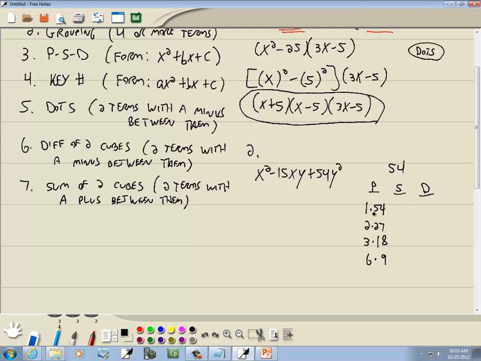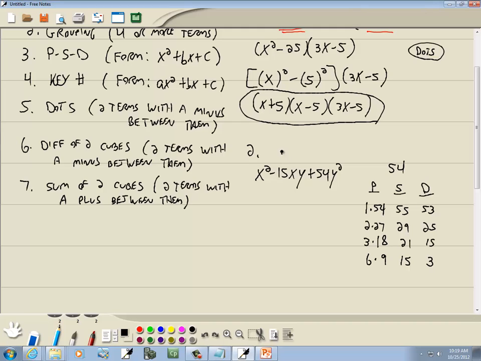The S column, we're going to add these together, S for sum. 1 plus 54 is 55, 2 plus 27 is 29, 3 plus 18 is 21, 6 plus 9 is 15. Difference column, D for difference, we subtract them. 54 minus 1 is 53, 27 minus 2 is 25, 18 minus 3 is 15, 9 minus 6 is 3.